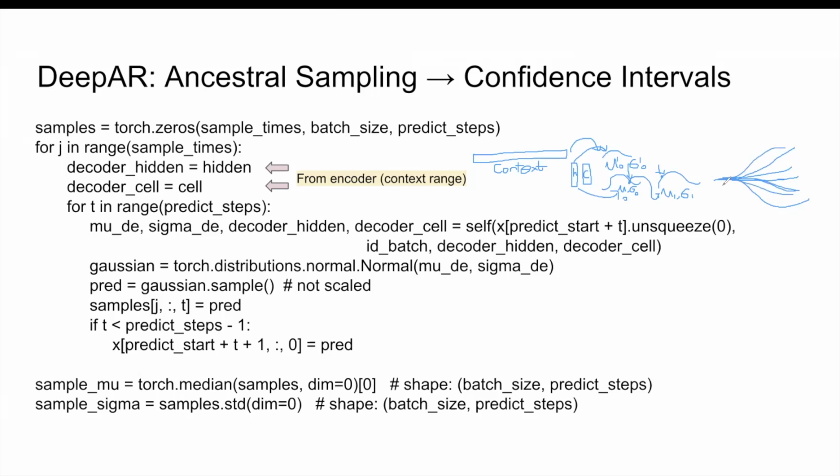The way we get this confidence interval at the end is, for every time step, if we take 100 samples, then at every time step we'll get 100 samples. Based on those 100 samples, we can calculate maybe a mean and a standard deviation, or maybe some quantile values. So this will serve as the confidence intervals that we predict.